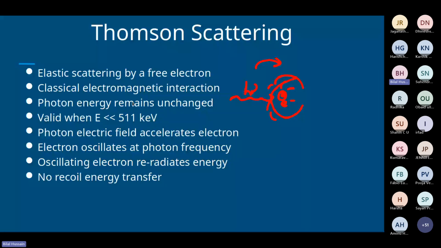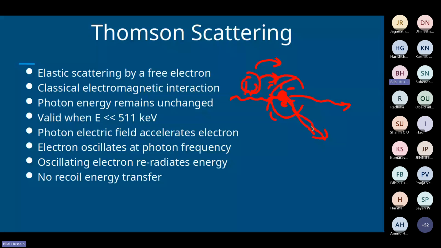Photon energy remains unchanged. The photon electrical field accelerates electrons. That's why I told you momentum gets exchanged. The momentum of the photon is interacting with the electrons. The electron oscillates momentarily at the photon frequency. The oscillating electron radiates energy. So this electron is going to radiate the energy, maybe in a different direction, can be anything. The electron is not going to recoil, or come out of the shell, or move at all. So only the photon changes direction. That's the Thomson scattering.